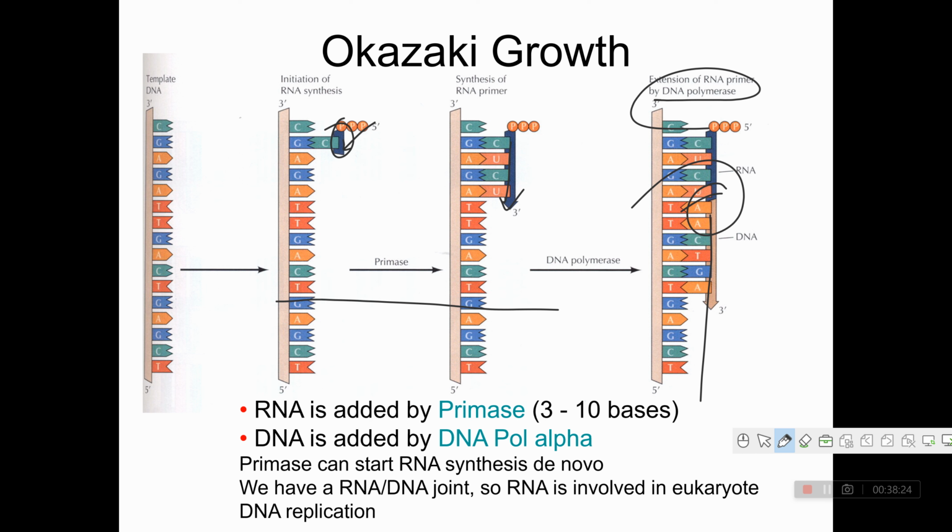So RNA is added by primase, which synthesizes 3 to 10 bases. DNA is added by DNA pol alpha, right? Primase can start RNA synthesis. We have an RNA-DNA joint, so RNA is involved in eukaryotic DNA replication, right? Clear?